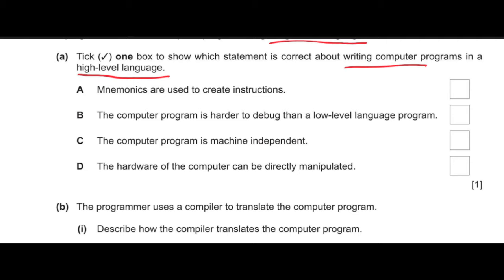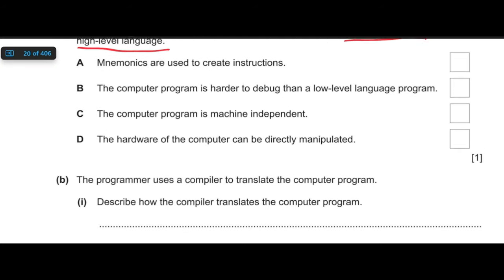The computer program is harder to debug than a low language program. This is also incorrect, because low level language programs are much harder to debug, because they usually use mnemonics, and in machine code they use only binary.